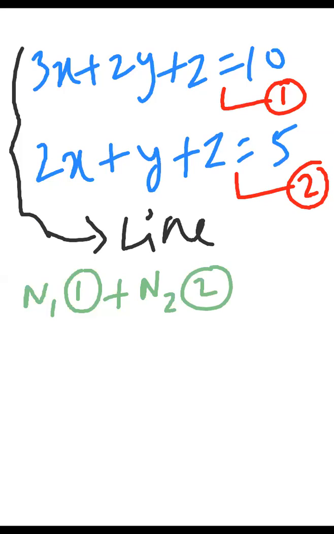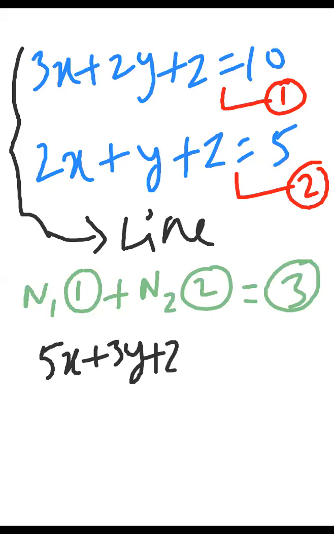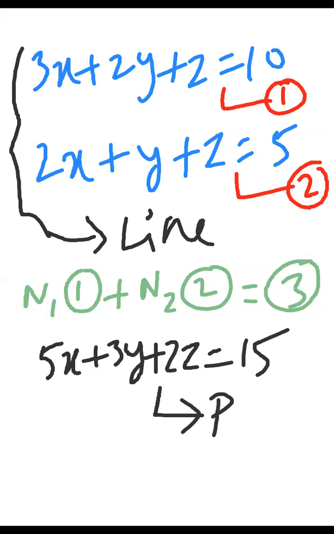I am going to form a new equation, the third equation, that is a linear combination of these two equations. Once I form that equation, what happens? Say for simplicity, I take n1 and n2 as 1. Then we get 5x plus 3y plus 2z is equal to 15. Now this will give you one plane, because this is a simple equation. It has three variables, so in the simple sense, it will give you a plane.